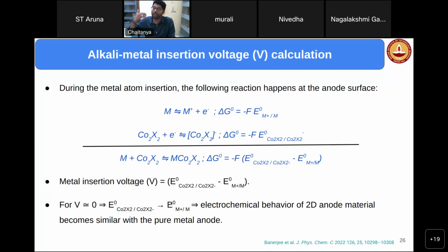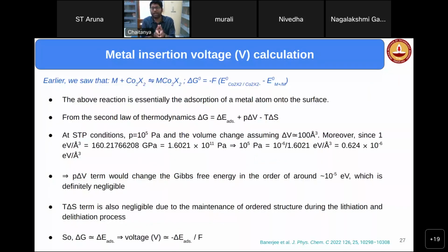So the electrochemical behavior of the anode material that we are considering should be similar to that of the metal anode. If you are considering the lithium ion battery, it should be similar to the lithium anode. If you are considering sodium, it should be the sodium anode. Okay, that's all. So how do we calculate the metal insertion voltage? It can be easily calculated from the adsorption energy, and that's the reason we have calculated this adsorption energy. Why is that the case?